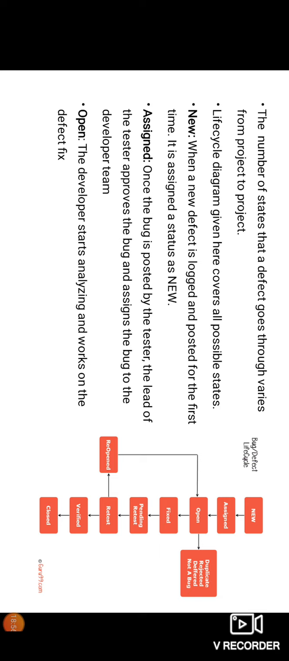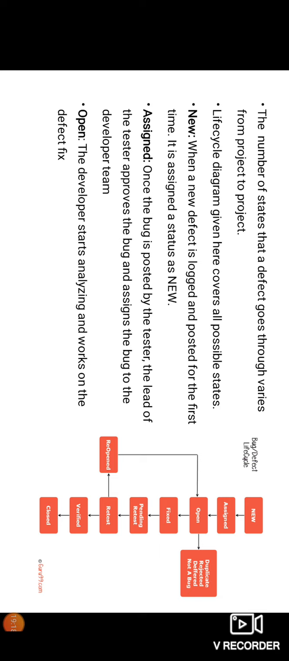Okay, that is assigned means the bug has been taken by the testing head and he has assigned the correction task to developers. Okay, now open is the stage when the defect fixing is started by developers. Developers have started working on the defect and they are trying to fix it. So that is the state at which a defect is said to be open.